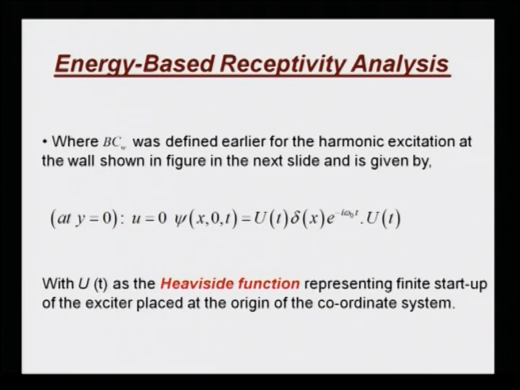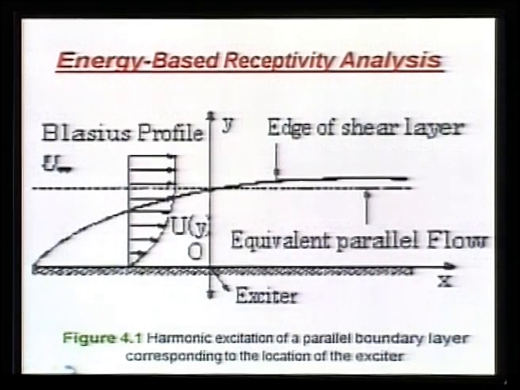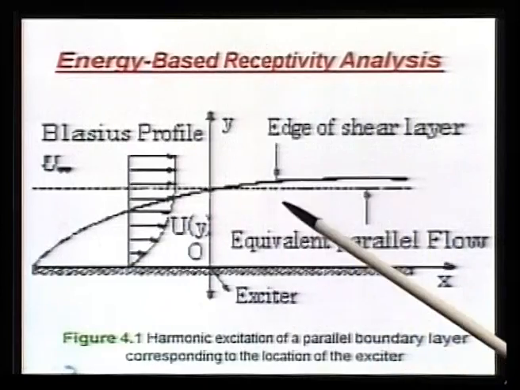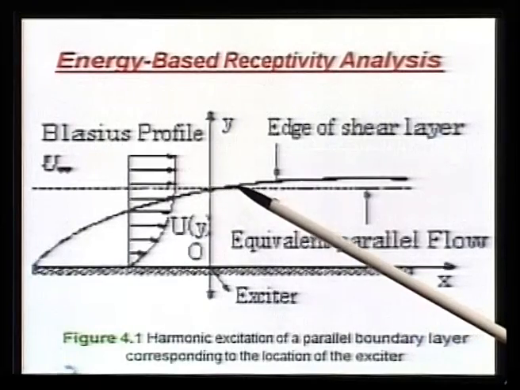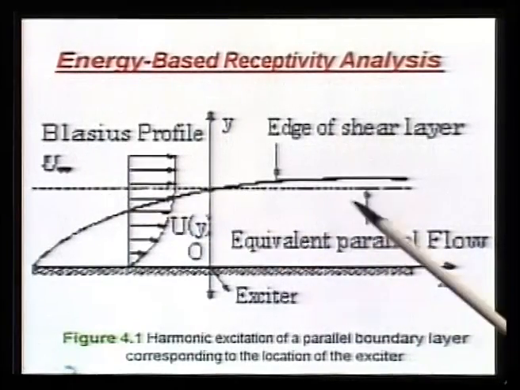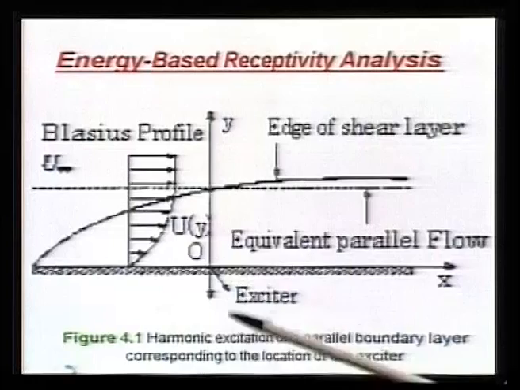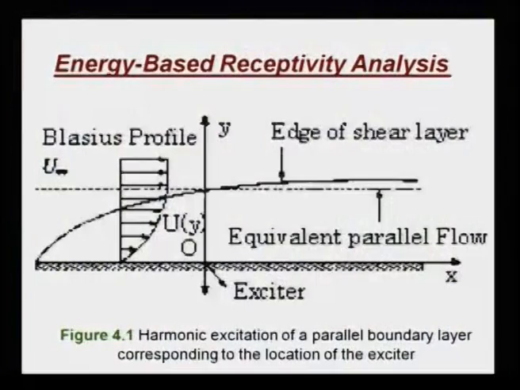So, this is something we have seen already for an unstable system, and this is the picture. We can look at the exciter sitting in a Blasius profile. A typical profile is plotted here, and what the parallel flow assumption implies is that at the location of the exciter you find out what the shear layer thickness is, and you consider the flow actually consists of a flow that does not change with x, having the same shear layer thickness as at the location of the exciter. This is what the parallel flow approximation means. Okay. So, let us see what we get out of this.